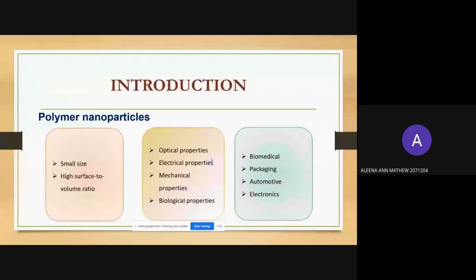Polymer-based constituents with prominent and peculiar characteristics are demanded extensively. The incorporation of functionalized polymer nanomaterials exhibit fascinating properties and multifunctional applications. Polymer nanoparticles have attracted interest nowadays due to their small size and high surface to volume ratio, and due to their optical, electrical, mechanical, and biological properties, they can be applied in biomedical engineering, packaging, automotive, electronics applications, etc.